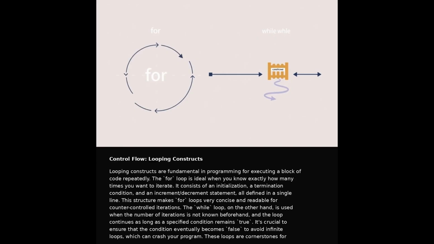The while loop, on the other hand, is used when the number of iterations is not known beforehand, and the loop continues as long as a specified condition remains true. It's crucial to ensure that the condition eventually becomes false, to avoid infinite loops, which can crash your program. These loops are cornerstones for automating repetitive tasks and processing collections of data.